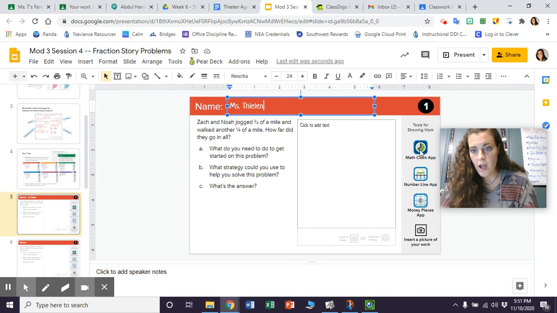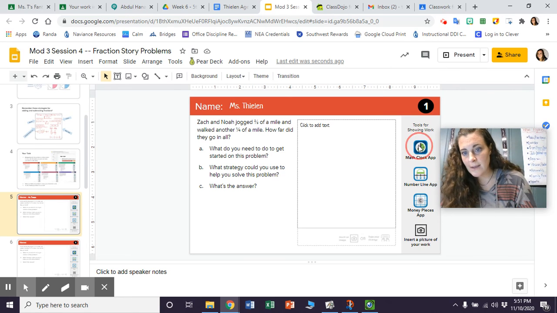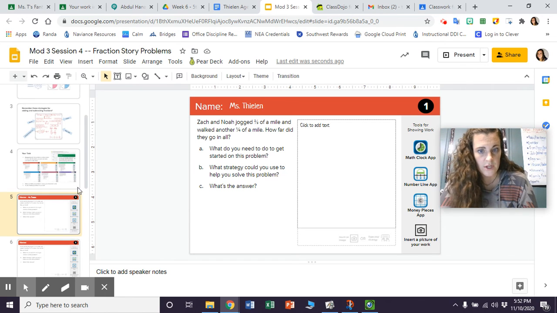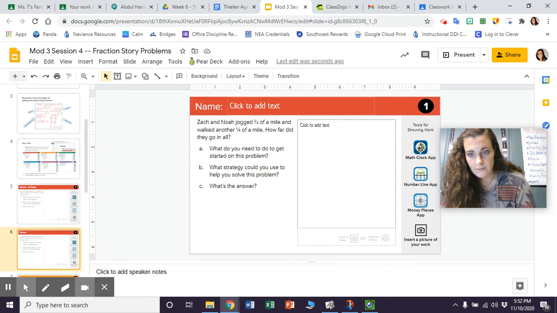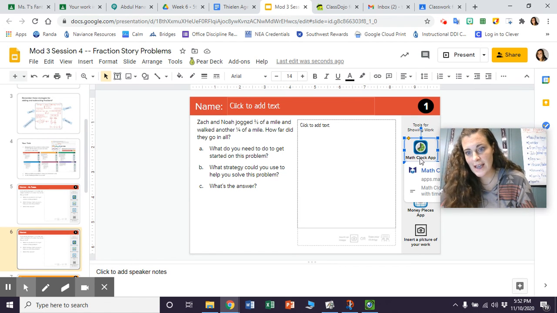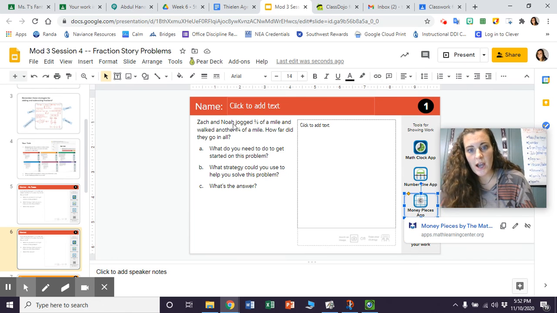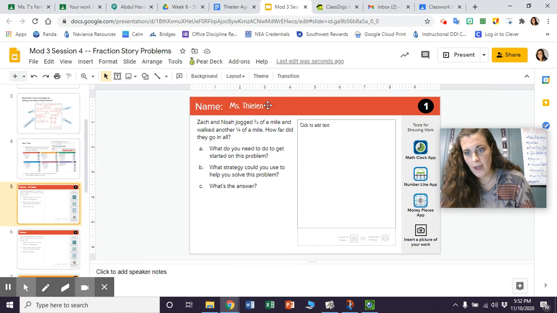You might want to use the clock app, the number line app, or the money pieces app. You also can insert a picture of your work. Now, we ran into this problem last time. These apps don't work when you make a copy of a slide. So in order to find the apps, you have to go back to the original slides. So the OG ones have the links. For some reason, your copied one where your name is won't, okay? You also are free to draw this in your notebook and just insert a picture there.